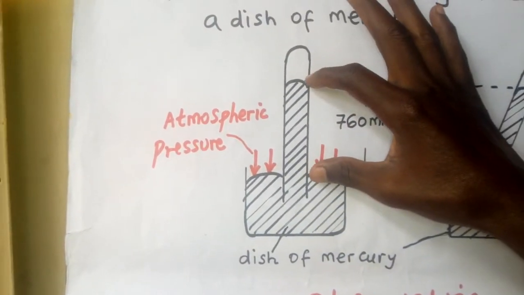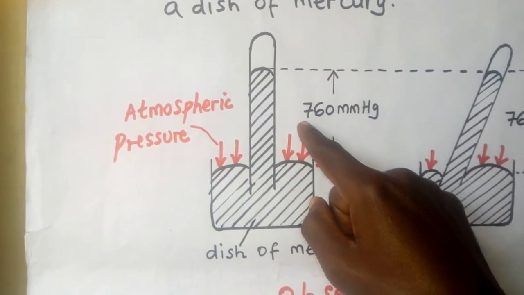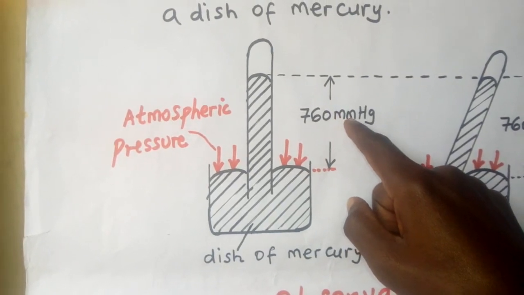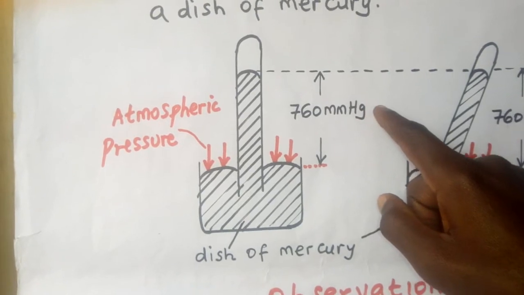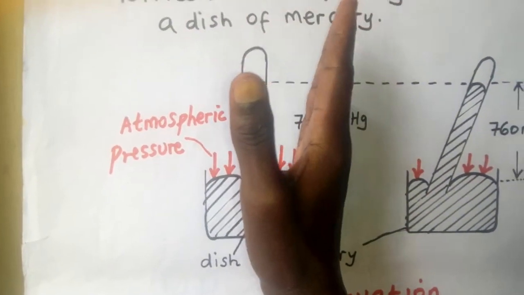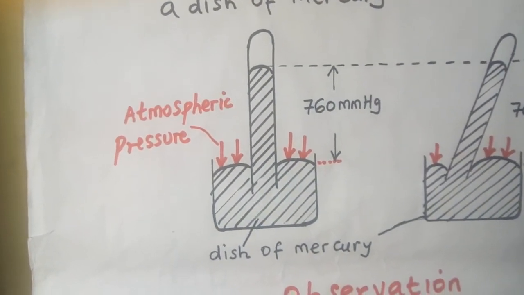So he measured this distance from here up to there, that height, and he discovered that it was 760 millimeters. So 760 millimeters of mercury. So he said, perhaps if I bend this tube, maybe something new would take place.